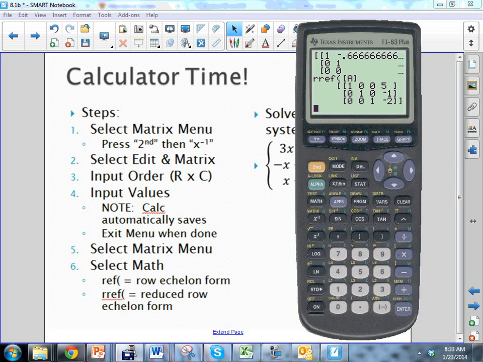Okay. So here, our solution is 5, -1, 2. Done. If you're using your calculator, do reduced row echelon form.